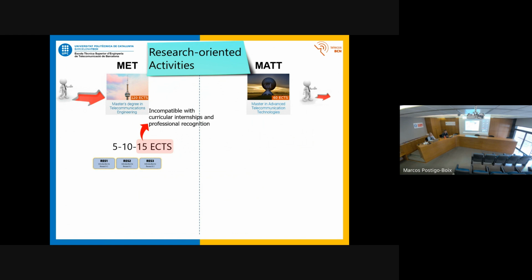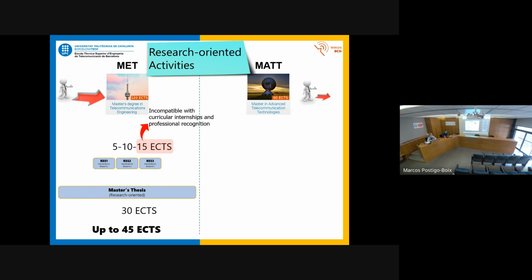In Master Med, you can take 5, 10, or 15 ECTS of this introduction to research activities. Why 5, 10, and 15? Because it depends on the length of the project that you are involved in. So depending on the length of the project, you will enroll 5, 10, or 15 credits. In the master, the maximum of credits of this introduction to research is 15 ECTS. And if you enroll these 15 ECTS, this is not compatible with the curricular internships and the professional recognition. But you have this option of following up to 15 credits in these introduction to research activities.